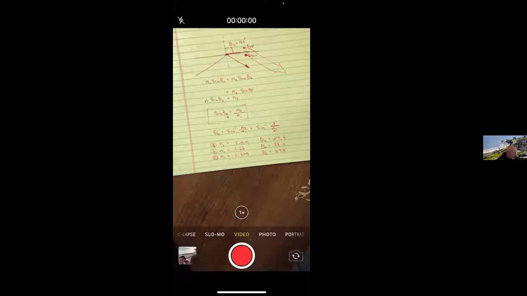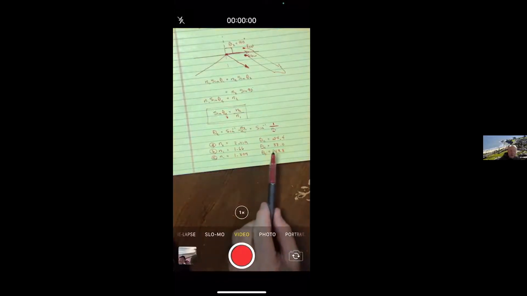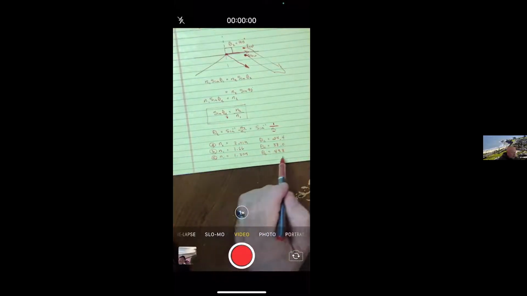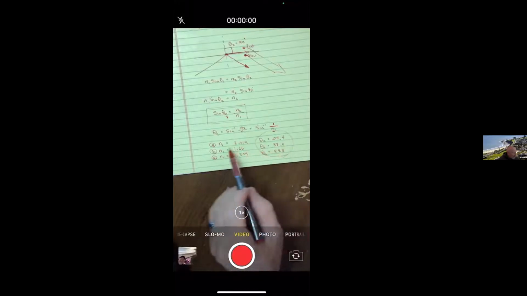So now, before we leave this problem though, I want to come back. You should notice these numbers. Notice that the diamond has a high index.